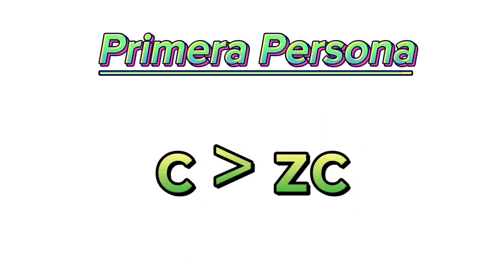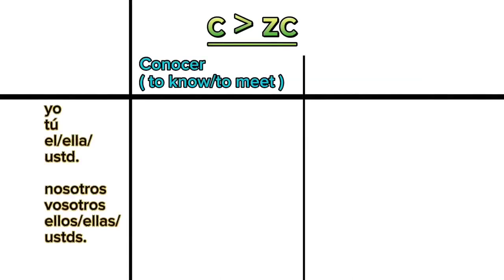Now in this also we have 3 subcategories. Number 1 is C changes to ZC. Let's take a verb, conocer. We have only 2 verbs for now: conocer and producir. Conocer means to know or to meet for the first time. Whenever we meet someone for the first time, we use this verb, conocer. And conocer is also used in case of, like, if I know something. So, yo conozco. It is used for both these things.